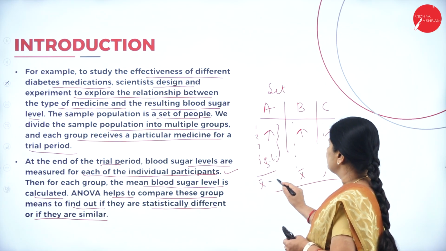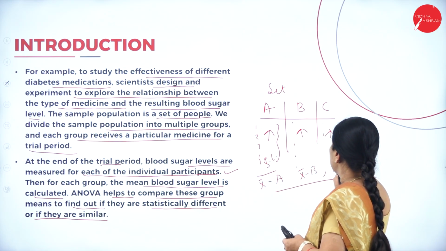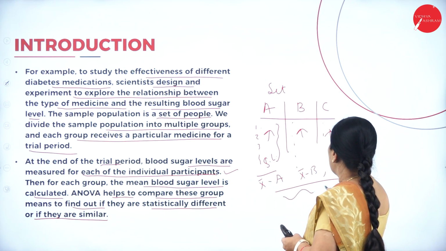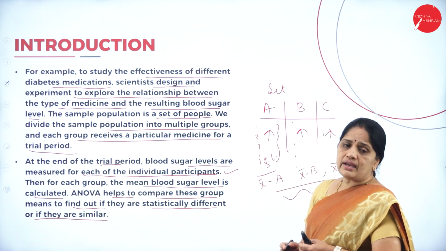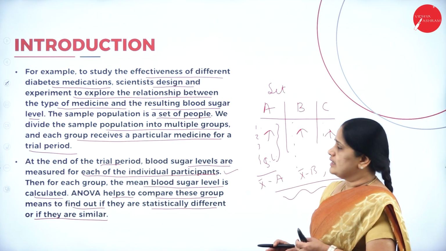So, the mean of A, mean of B, mean of C are all compared, and then we will be able to say whether they are similar or different.